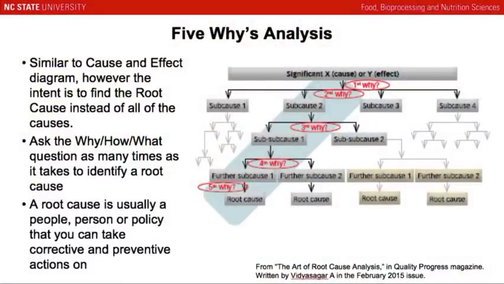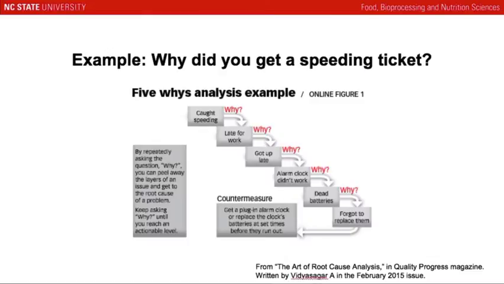So let's look at an example, and this is from an article I found in Quality Progress magazine. Let's say you got caught speeding. You got a speeding ticket. We could ask the question, why did you get a speeding ticket? Well, maybe you were late for work and that's why you were driving too fast. Why were you late for work? Well, maybe you got up late. Why did you get up late? Your alarm clock didn't work. Why did your alarm clock not work? Well, the batteries were dead. Why were the batteries dead? Because you forgot to replace them.